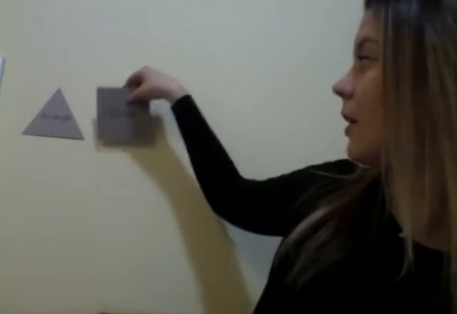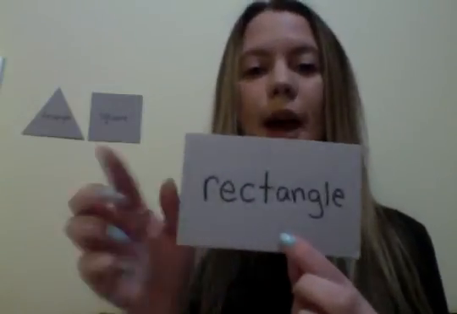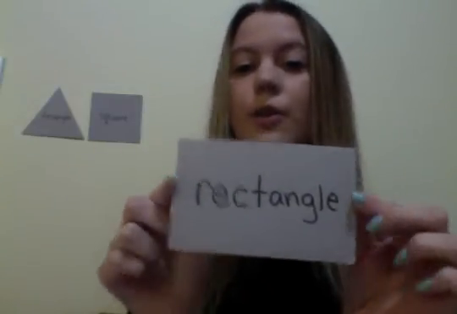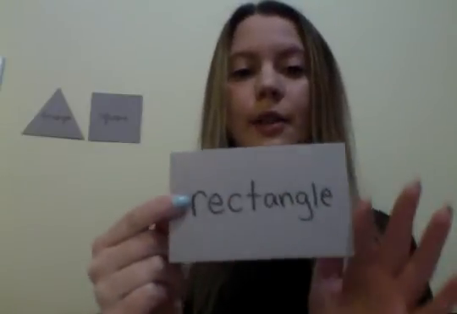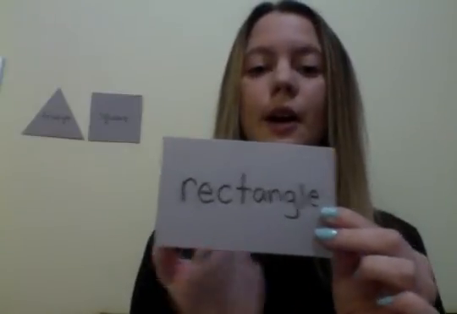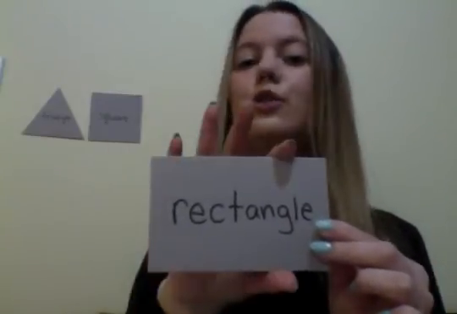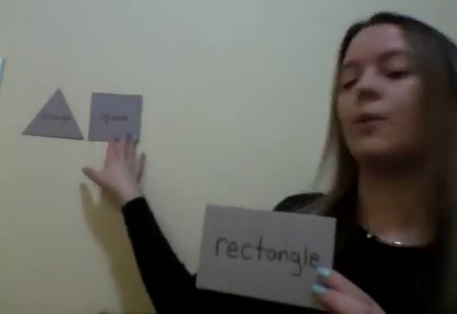And in a rectangle, they are not all equal. We have 2 sides that are equal, and the other 2 sides are equal. So there's still 4 sides, but this side and this side are the same. They're equal. And this side and this side are the same. They are equal. So 2 sides are equal, and the other 2 sides are equal. In a square, all 4 sides are equal.